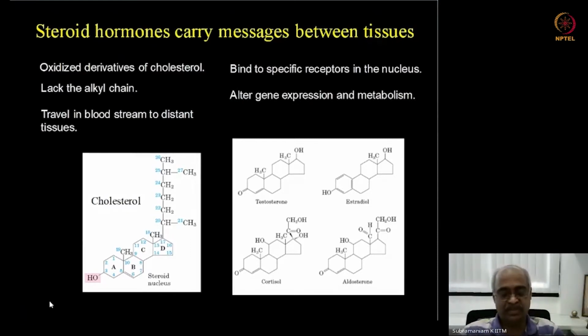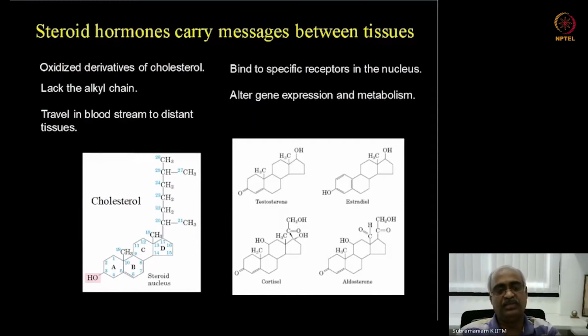Then we discussed the eicosanoids, the three signaling molecules produced from the 20 carbon fatty acid, arachidonic acid. We saw the prostaglandins, then thromboxanes and leukotrienes, and how they function as signaling molecules. So we continue that theme today. Today we are going to look at another set of signaling molecules that are lipids.